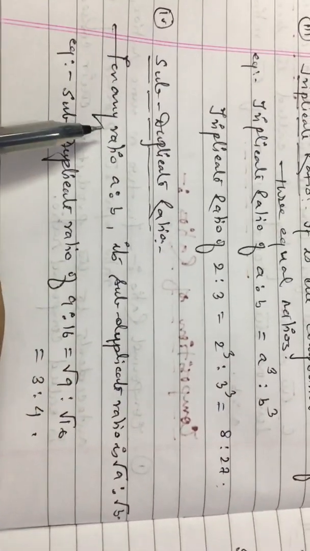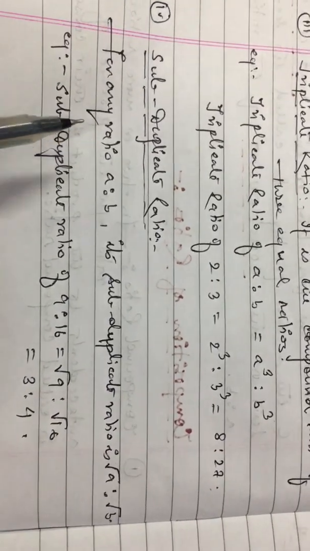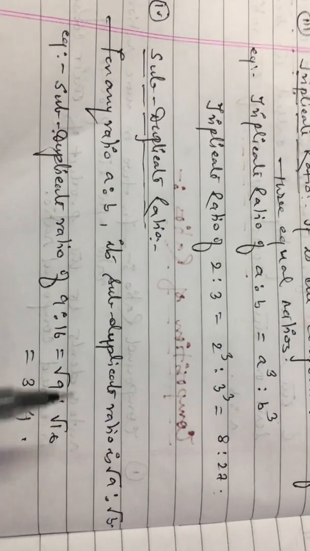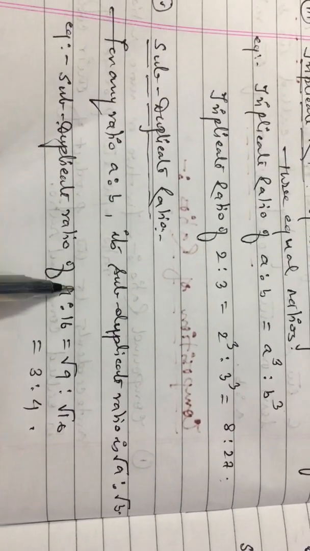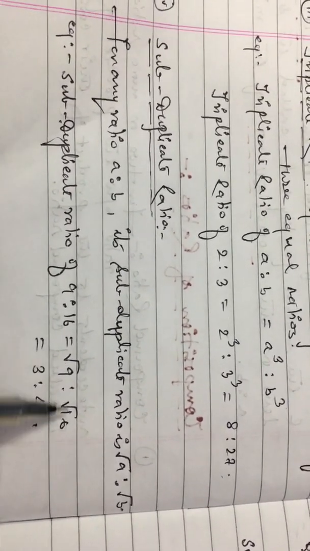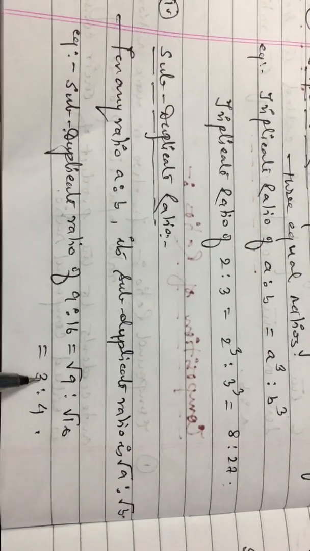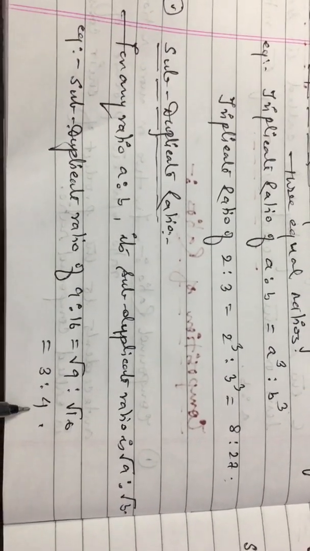In case of subduplicate ratio, we are just finding the square root of the given ratio. See the example. Find the subduplicate ratio of 9:16. We are putting here the square root sign, and the square root of 9 is 3 and the square root of 16 is 4.